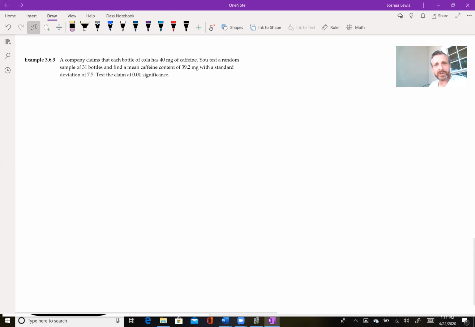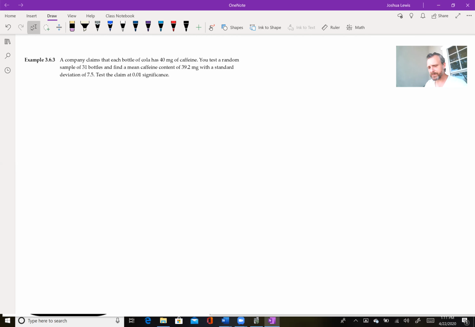So, all right, let's look at one more here. Company claims that a bottle of cola has 40 milligrams of caffeine. You test a random sample of bottles, 31 of them, and find a mean caffeine content of 39.2 milligrams with a standard deviation of 7.5 milligrams. Test the claim at 0.01 significance.